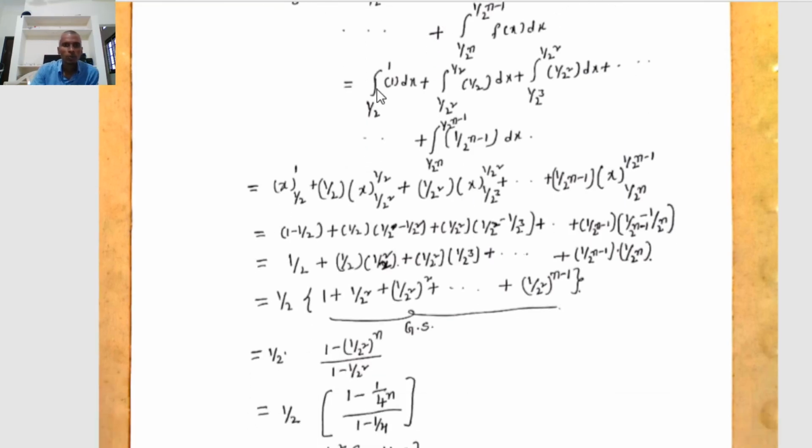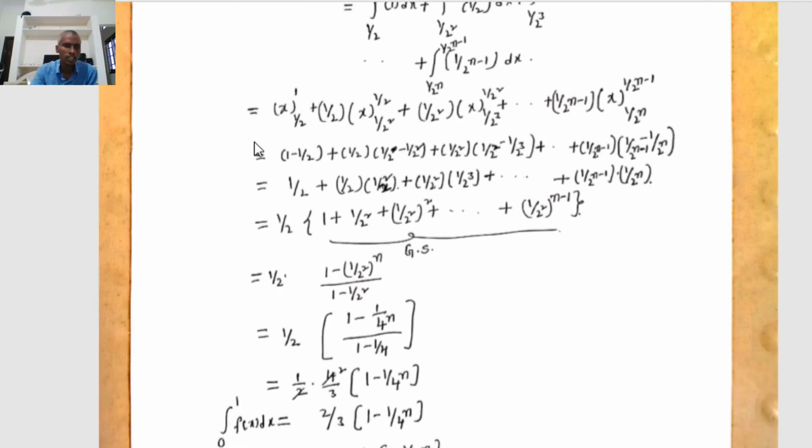Therefore, the integral of 1 dx has x limits from 1/2 to 1. Similarly, 1/2 times dx has x limits from 1/2² to 1/2. Next, 1/2² times dx has x limits from 1/2³ to 1/2², and so on. 1/2ⁿ⁻¹ times dx has x limits from 1/2ⁿ to 1/2ⁿ⁻¹. Clearly, substituting the upper and lower limits, the first term gives 1 minus 1/2. The second gives 1/2 times (1/2 minus 1/2²), plus 1/2² times (1/2² minus 1/2³).